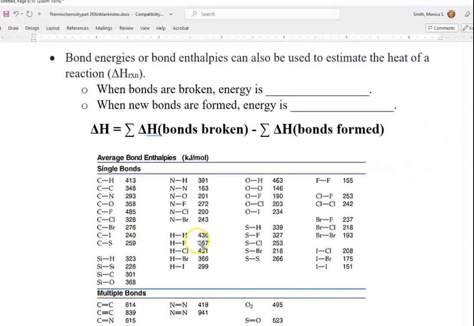Our next example is using a different type of chart. This is called a bond enthalpy chart, not an enthalpy formation chart. So this is different. This is what you're going to use in organic, and that's why I wanted to show you. Do you notice that they show you a bunch of different bonds? So that's how you know you're dealing with the bond formation.